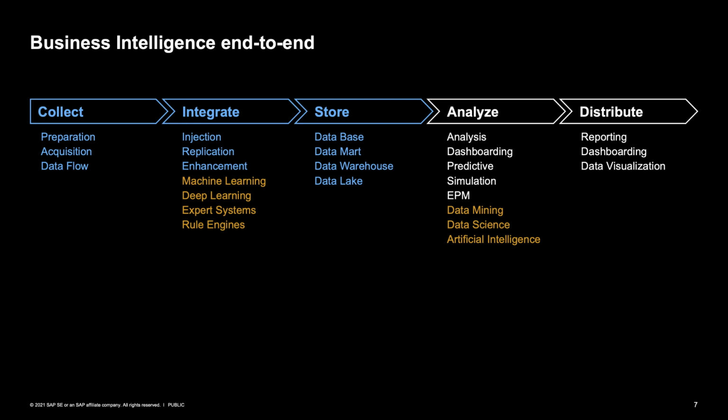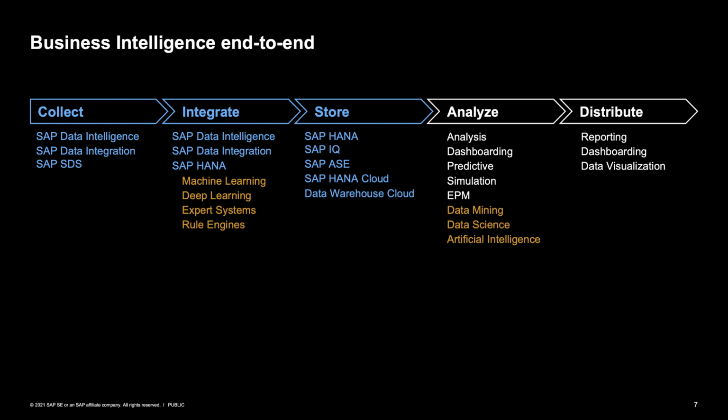Let's now focus on the SAP solutions and how SAP covers the various steps and actions. Again, the text in blue refers to Back to Basics Season 1. Data intelligence, data integration, and SAP SDS, Smart Data Streaming, are helping collect data. Data intelligence, data integration, and SAP HANA are helping integrate data. Storage can be achieved with SAP HANA, SAP IQ, SAP ASE, as well as SAP HANA Cloud and Data Warehouse Cloud, both on-prem and in the cloud. Obviously, HANA Cloud and Data Warehouse Cloud, cloud only.